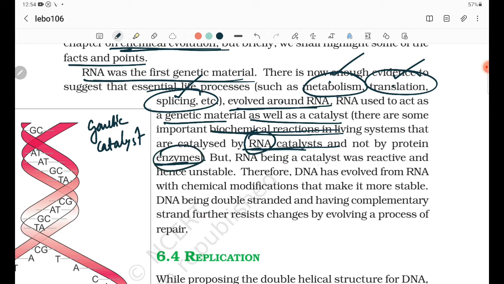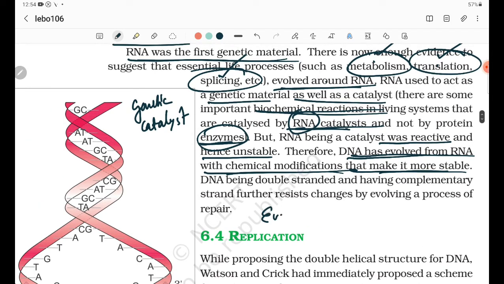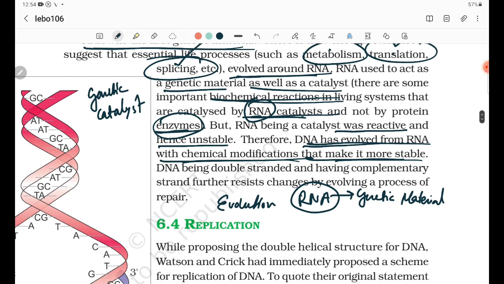RNA being a catalyst was reactive and hence unstable. Therefore, DNA has evolved from RNA with chemical modification that was more stable. So now we are talking about evolution. First, there was RNA, and that was the genetic material. In that time, from one organism, another organism is coming. Like this evolution is taking place, year after year.